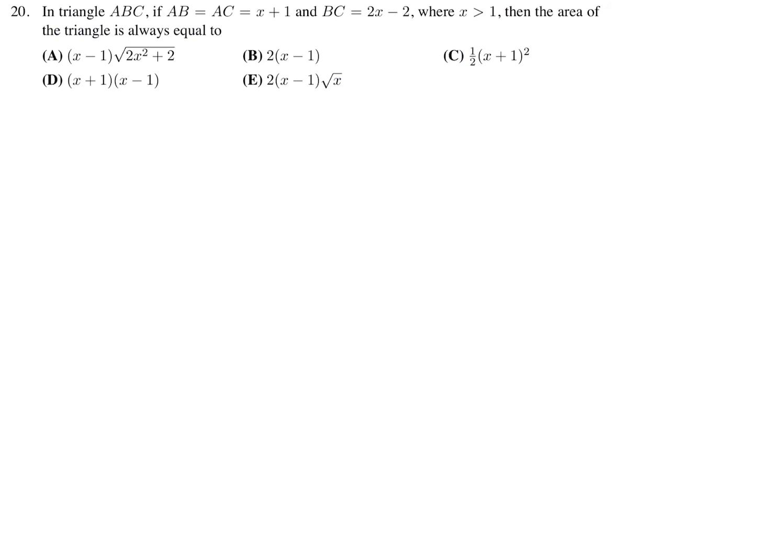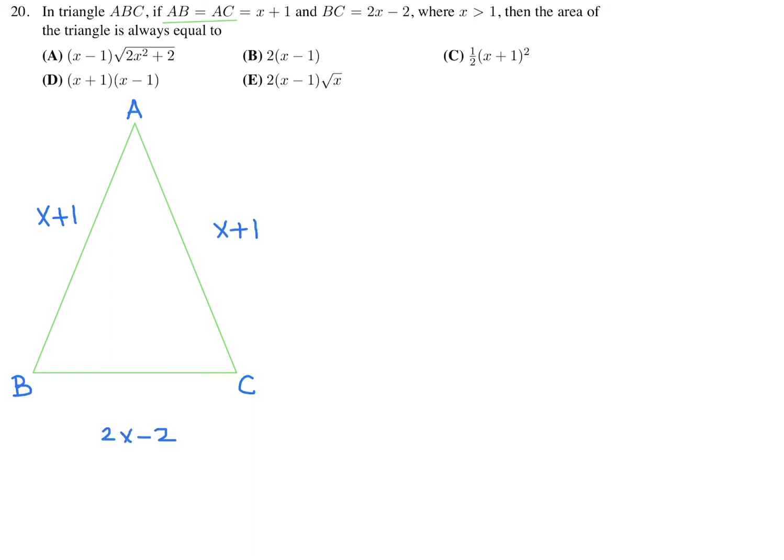In triangle ABC, if AB equals AC equals x plus 1, and BC is equal to 2x minus 2, where x is greater than 1, then the area of the triangle is always equal to. Let's draw an isosceles triangle, because that's what this is. Because they've told you that AB is equal to AC. So if I label this, I will call this A, I'll call this B, and I'll call this C. And they tell me that AB is x plus 1, and AC is the same, x plus 1, and BC down here is 2x minus 2, like that.